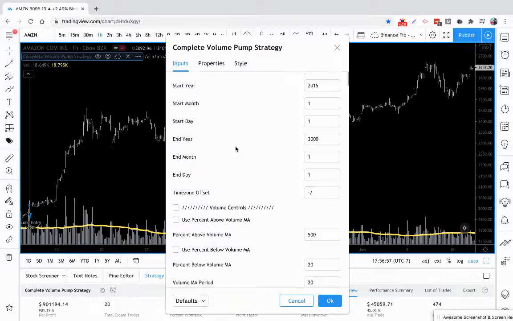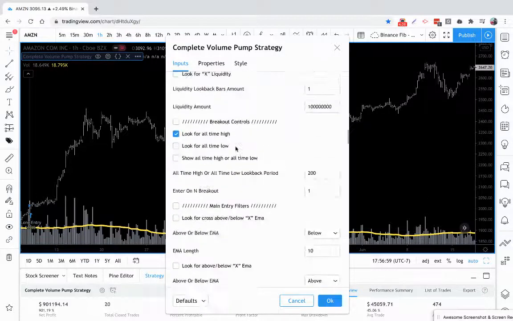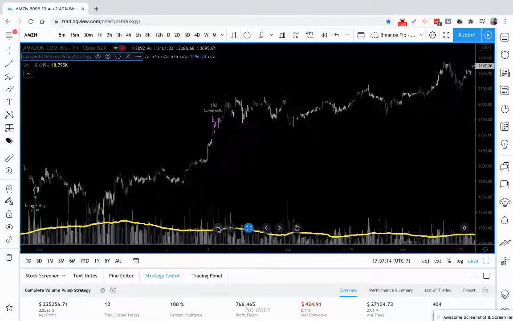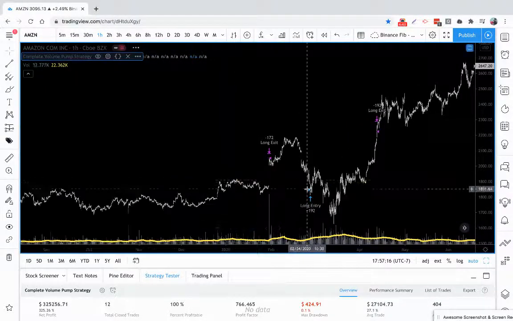You can also do breakdowns if they go lower. So breakouts are for making higher highs, or look for all-time high. If you want to look for all-time low over the last 200 bars, you would do it like that. And you can see that. Let's see if we can find an example. That's an example there on the chart.